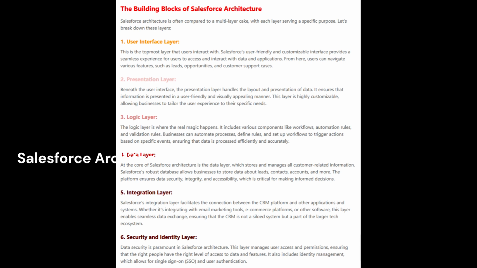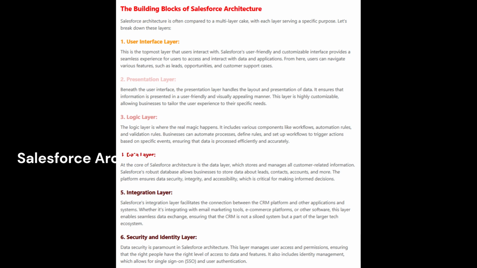Collaboration. Salesforce fosters collaboration across teams. Sales teams, marketing, and customer support can all work within a shared environment, leading to better customer engagement and alignment. Scalability. As businesses expand, Salesforce's architecture scales with them, accommodating larger data sets and more complex operations. Data security. The security and identity layer ensures that customer data remains confidential and protected. This is crucial for compliance and customer trust.